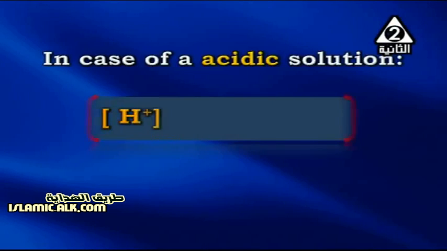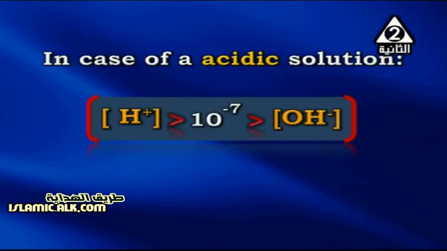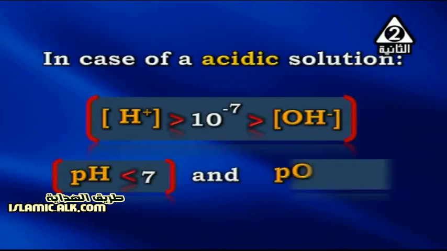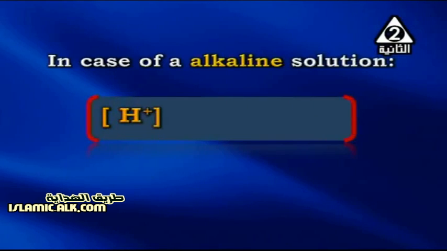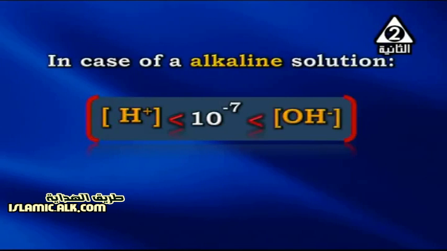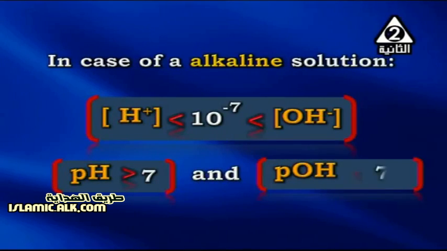In case of an acidic solution, the concentration of hydrogen ion is greater than 10 to the power negative 7, which is also greater than the concentration of hydroxide ion. So pH here is less than 7 and pOH is more than 7, as we get the negative log of their concentrations. In case of an alkaline solution, the concentration of hydrogen ion is less than 10 to the power negative 7, which is less than the concentration of hydroxide ion. So pH is greater than 7 and pOH is less than 7.